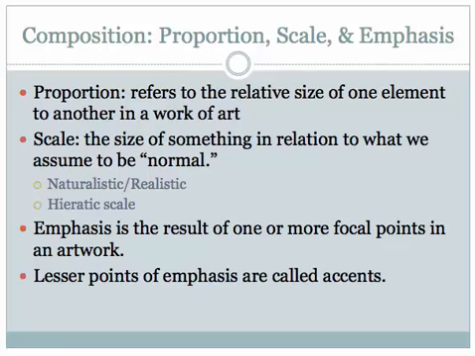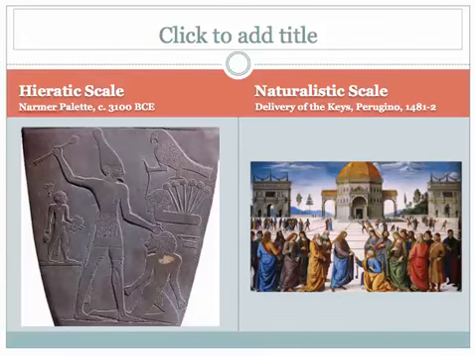And trying to figure out what the artist is emphasizing is really key. If they're emphasizing one element in particular, then that means that there's varying degrees of de-emphasis radiating out from that. Why are they emphasizing one thing and/or de-emphasizing another? Okay. Lesser points are called accents. We can see that here, these two types of scale, naturalistic and hieratic or hierarchical scale.